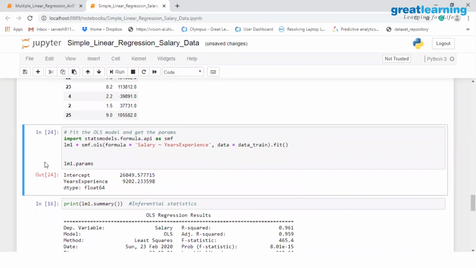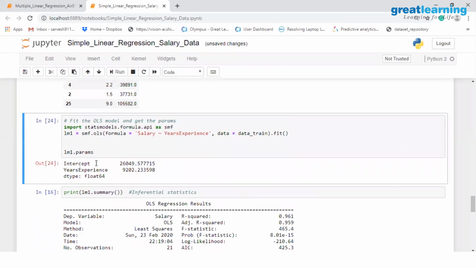Right? So what is the end takeaway from here? If there is a 1 unit increase in experience, the overall years of experience, the total salary will increase by 9,202. That is how my coefficient variable is able to contribute.